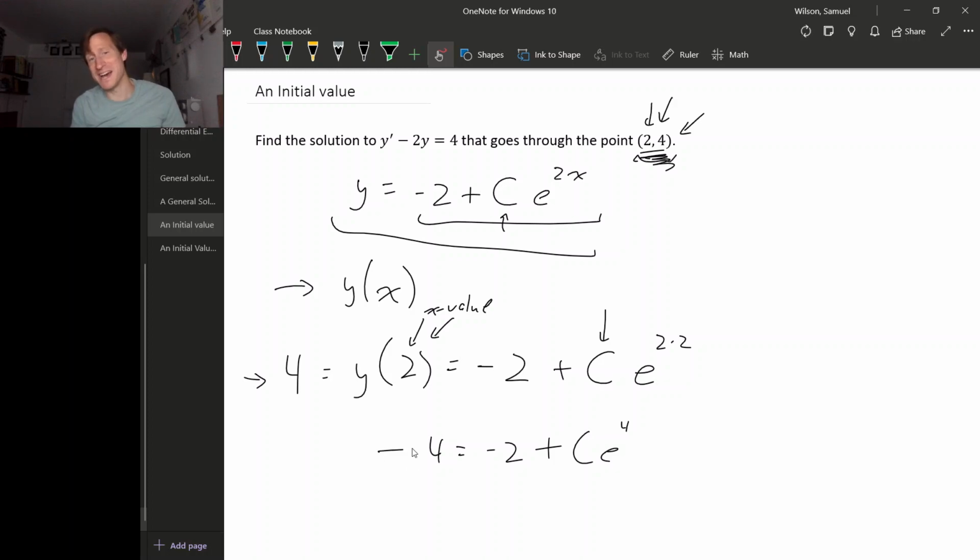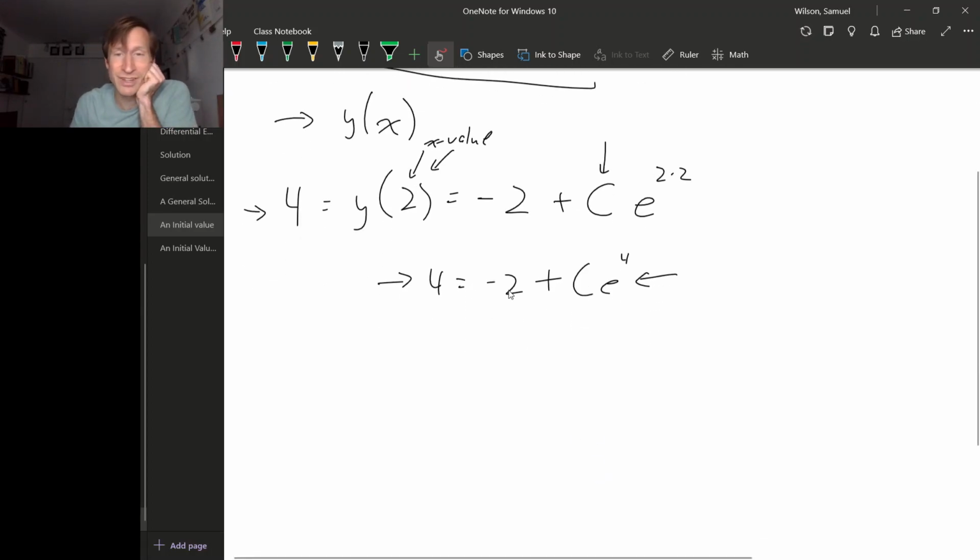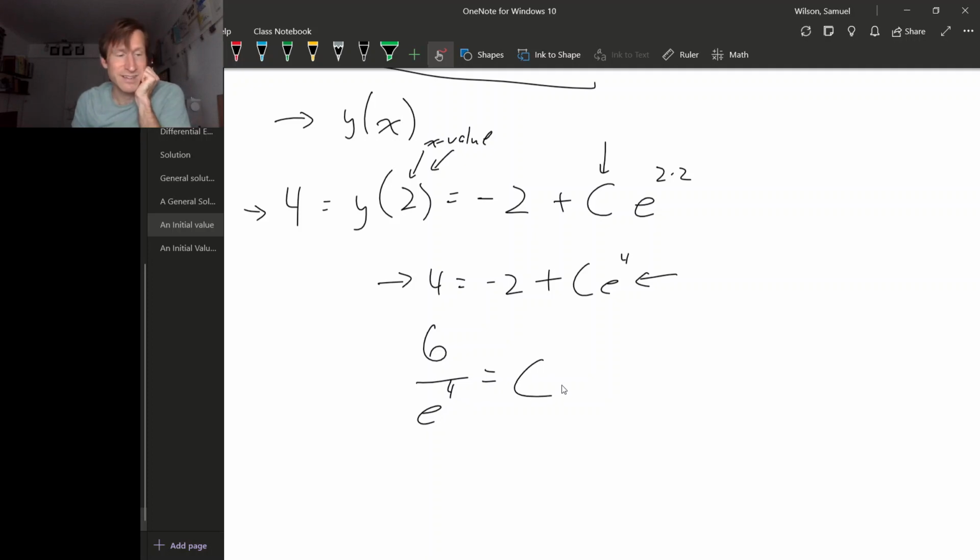And look at what we have now. This is an equation where c is the only thing that we don't know yet. So we can solve this equation for c. Move the 2 over, divide both sides by e to the 4th, and we get c is 6 over e to the 4th. Let me break out a calculator and get a decimal approximation for that.